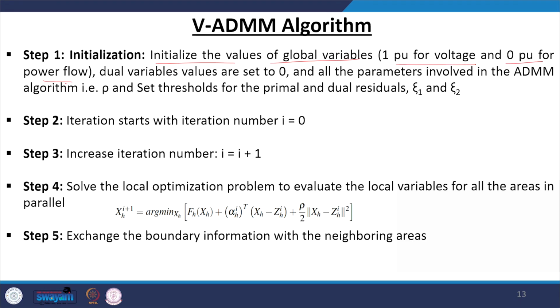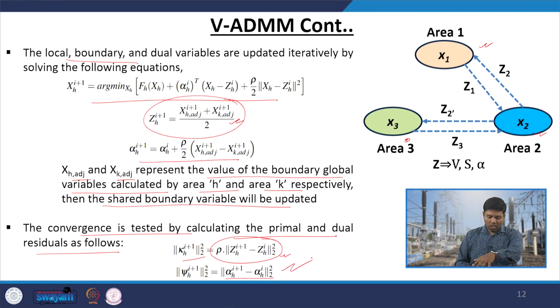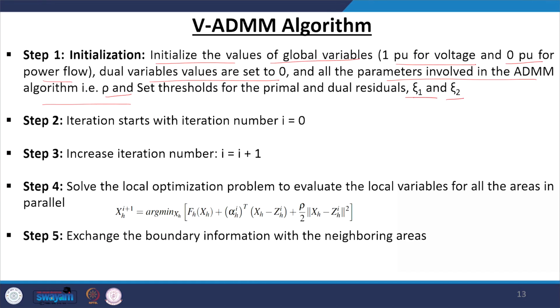That is the initialization of your algorithm. Then dual variables values will be set to 0 and all the parameters involved in the A-ADMM algorithm will be set. That means rho values, and you will set the primal and dual residual tolerance as well, because we have to check this, your convergence criteria. So, we have to set a tolerance value for this criteria as well.